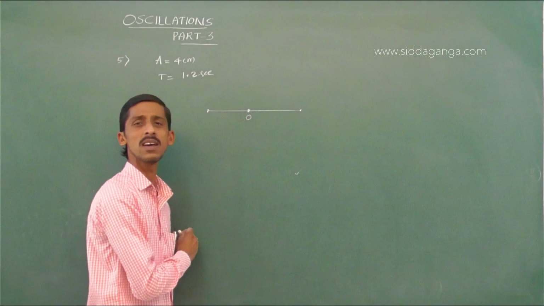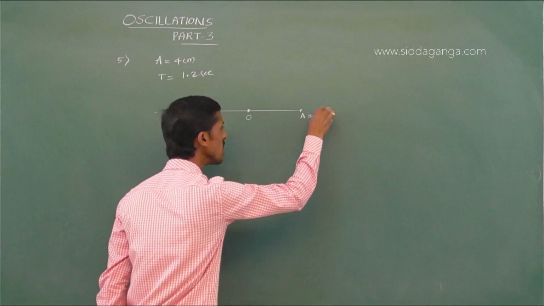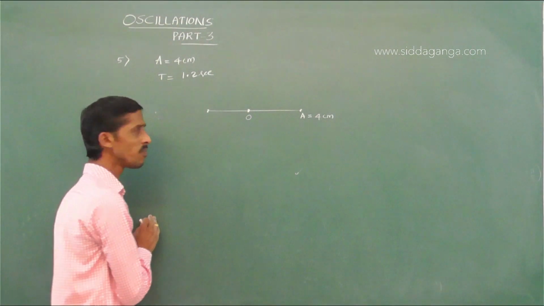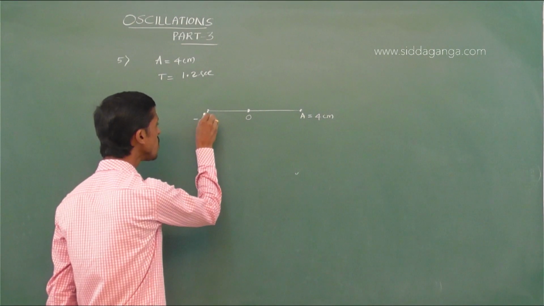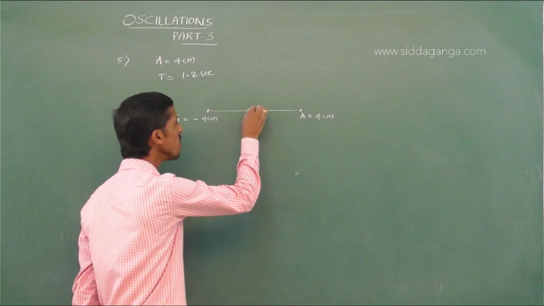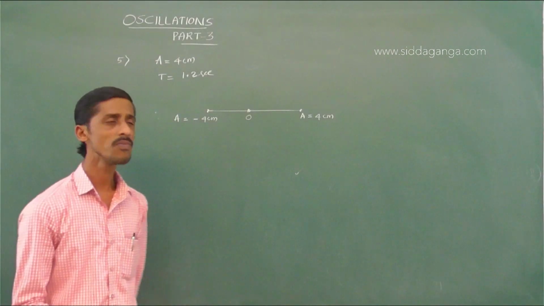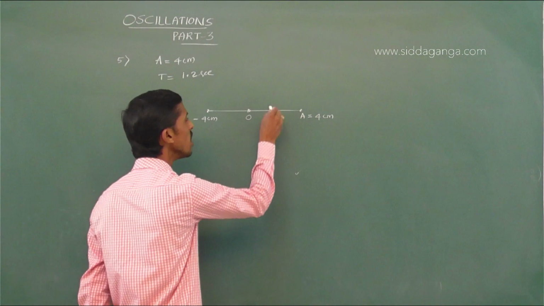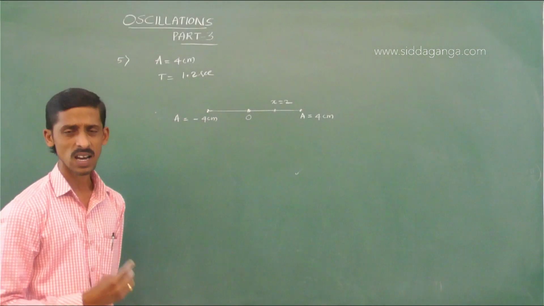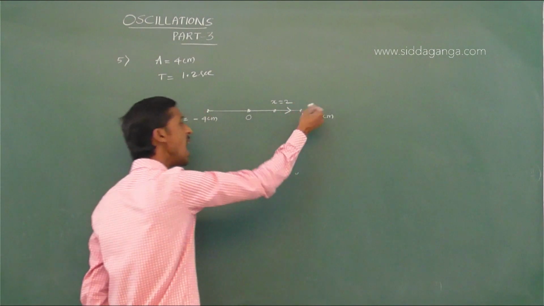So from the equilibrium position, what is the maximum displacement of the particle? That is what we call amplitude, 4 centimeter. Again, left side also 4 centimeter. So the particle is moving back and forth along the x-axis. What is the question? Here x value is 2. What is the time taken by the particle to go from x is equal to 2 to x is equal to 4 and back again?